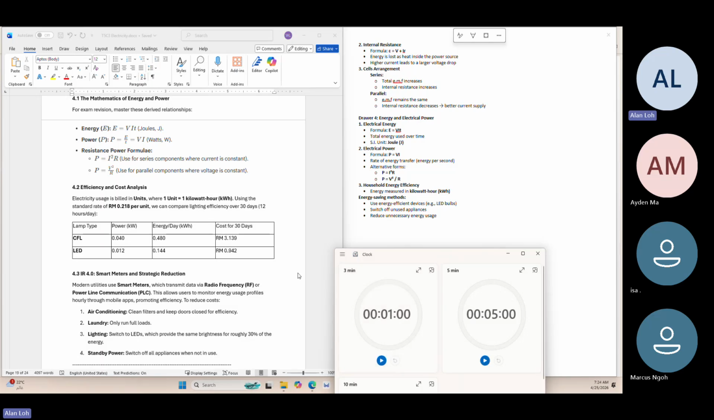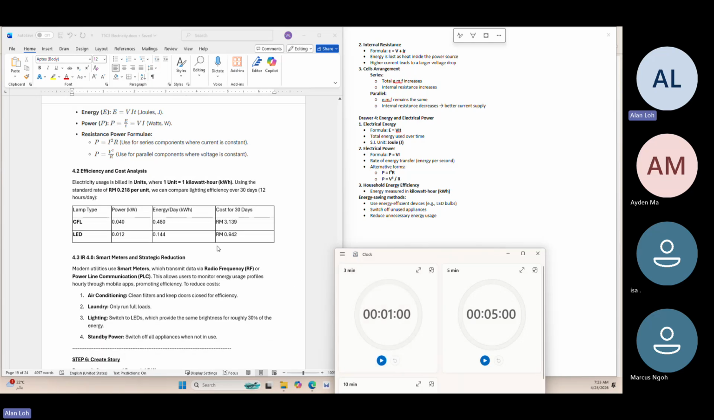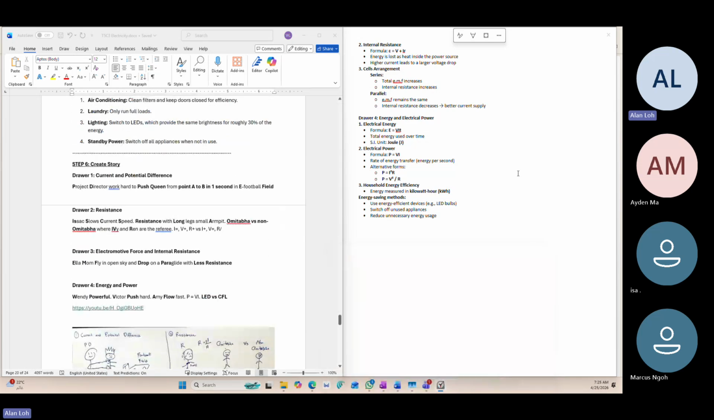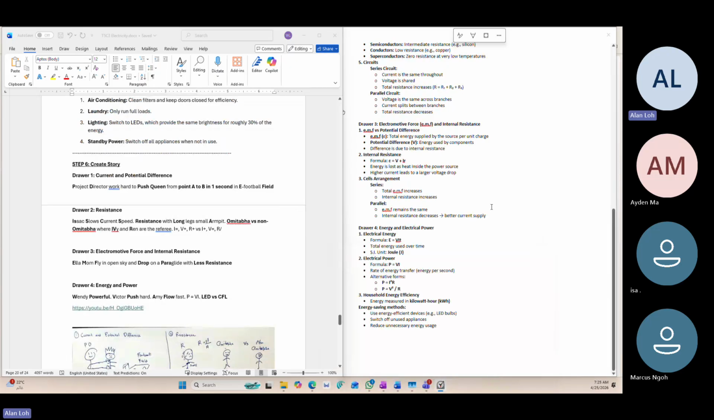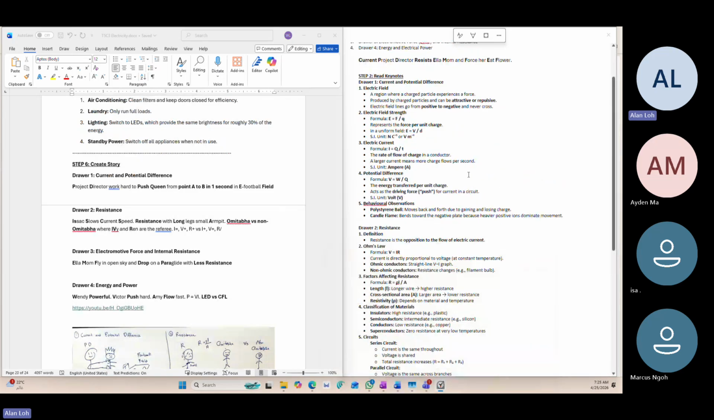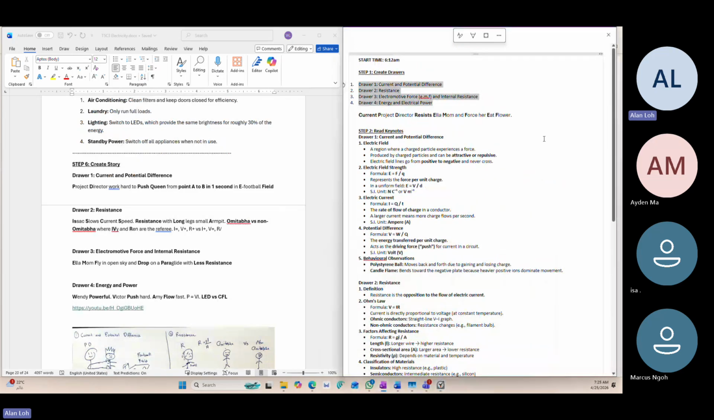All right. Now, we have completed step 5. We are going to step 6, which is to create the story. But before we move there, I need you to always remember the drawer. By now, I think it's already quite easy for you to remember the drawer's name in sequence.